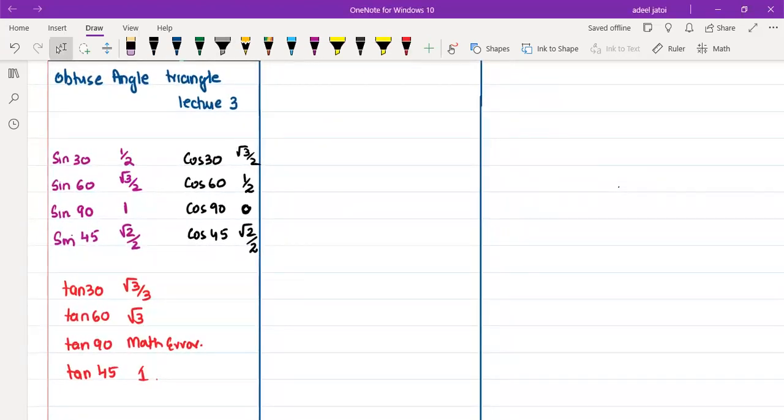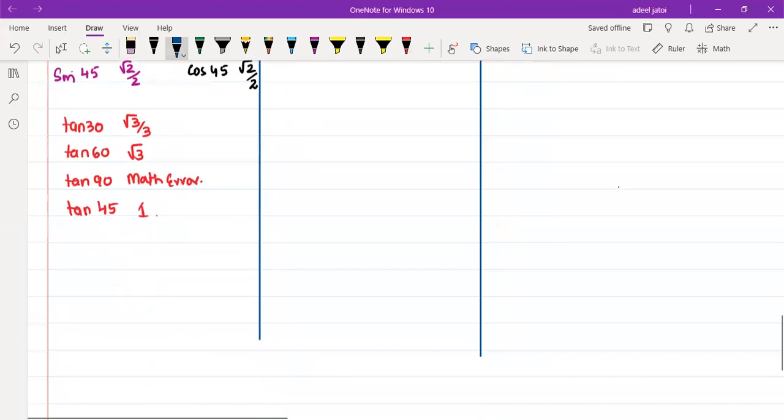That means sine 30 is half, sine 60 is under root 3 upon 2, sine 90 is 1, sine 45 is under root 2 upon 2. Then we have cos 30 under root 3 upon 2, cos 60 is half, cos 90 is 0, cos 45 is under root 2 upon 2. Now, similarly, there is for tan.